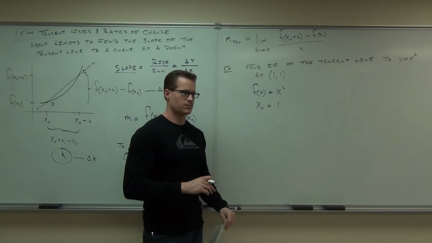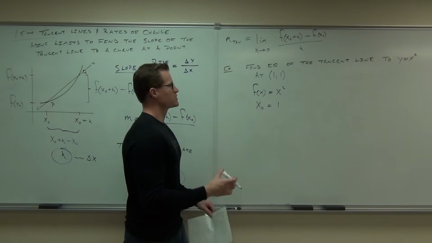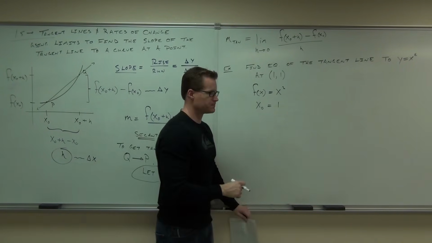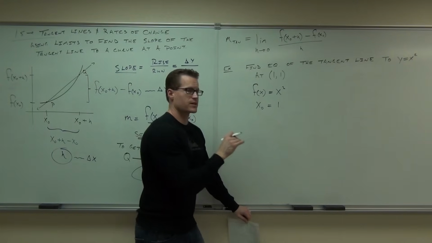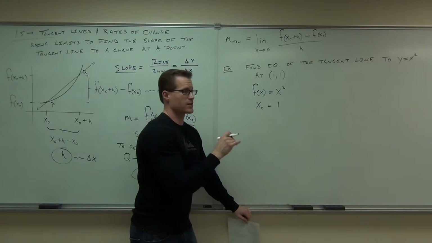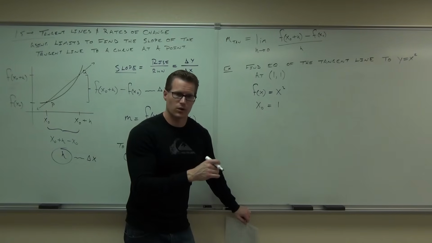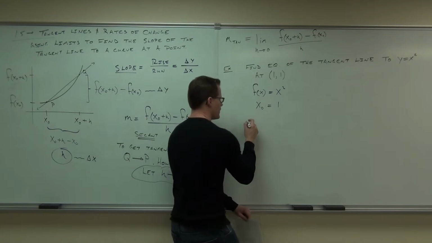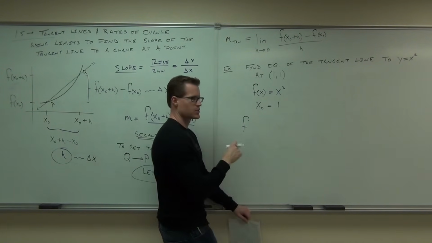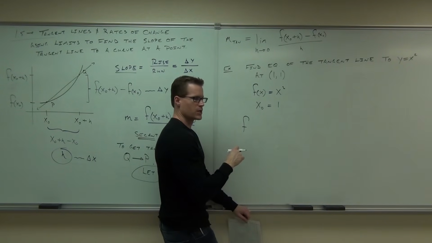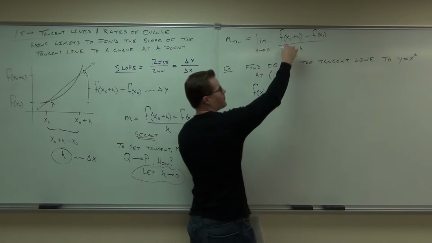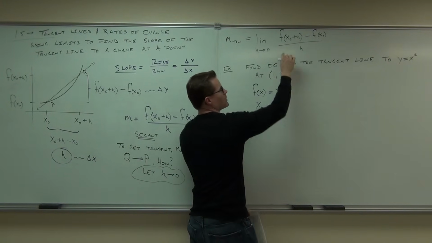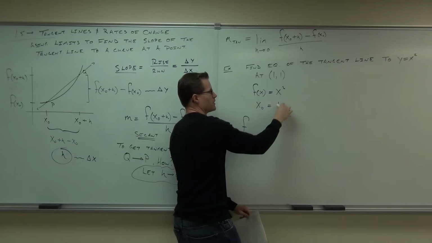You okay with this so far? Now I'm going to encourage you to do a couple things before you just blindly plug this stuff in. I want you to find the f of x sub 0 plus h and the f of x sub 0 independently. So in our case, we want to find f of x sub 0 plus h. Tell me, what was x sub 0 again? 1. So we want to find x sub 0 plus h, but x sub 0 is 1.